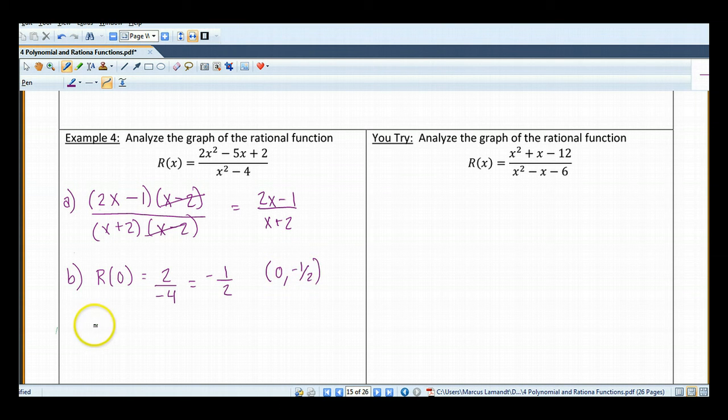Now, where the top equals 0, remember when we set the whole thing equal to 0, the bottom just cancels out because we multiply it to both sides. So now I've got 2x minus 1 equals 0. So x equals positive 1/2.